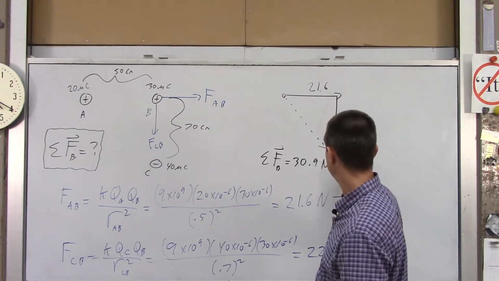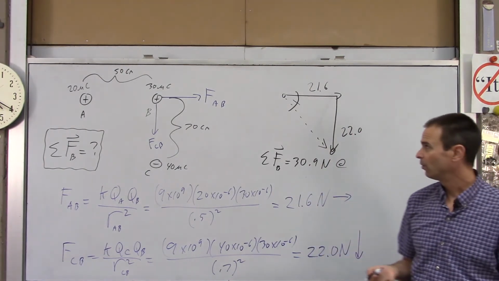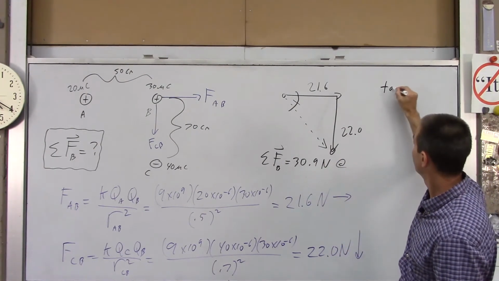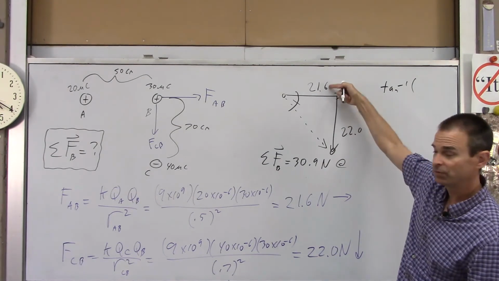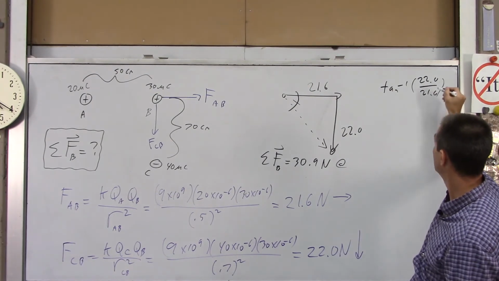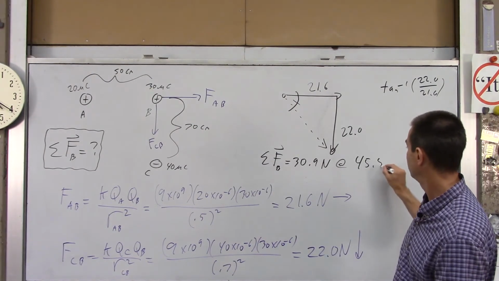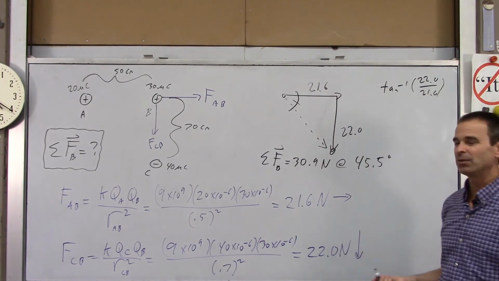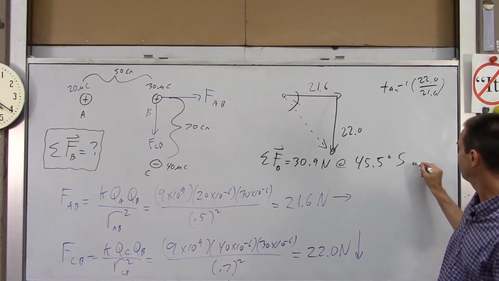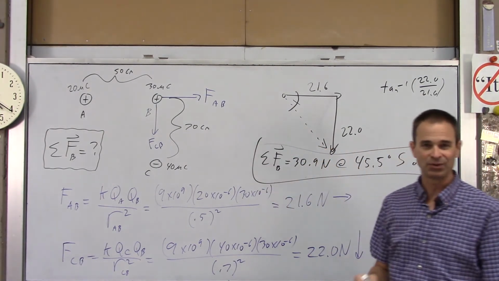So 30.9 newtons at, and you also need the angle, and you should use the angle where you started your diagram. This is where our diagram started. To find that angle, we're going to do inverse tangent of opposite over adjacent, opposite leg versus adjacent leg. So you've got 22.0 over 21.6, and you get something just a tad bigger than 45 degrees. I got 45.5 degrees. Depending on what kind of direction system they're using, you could say south of east. You could also say below the horizontal if you wanted to.